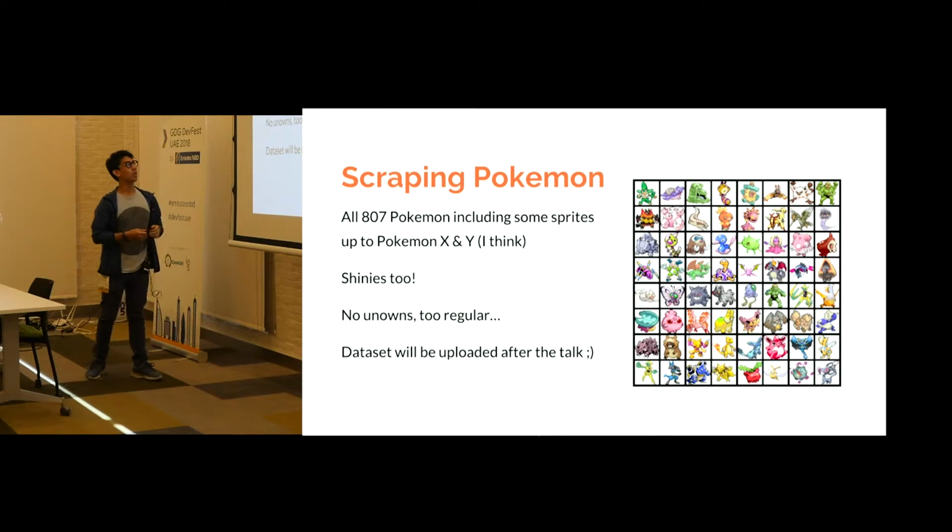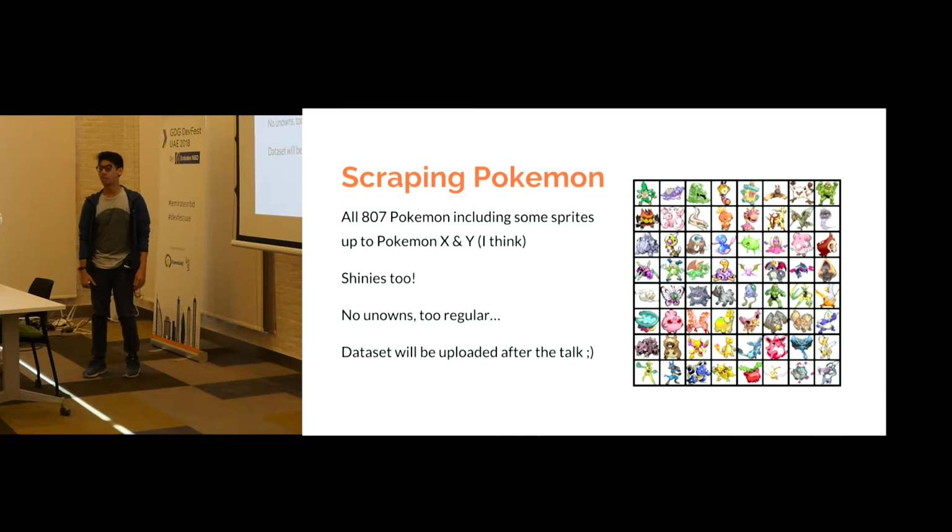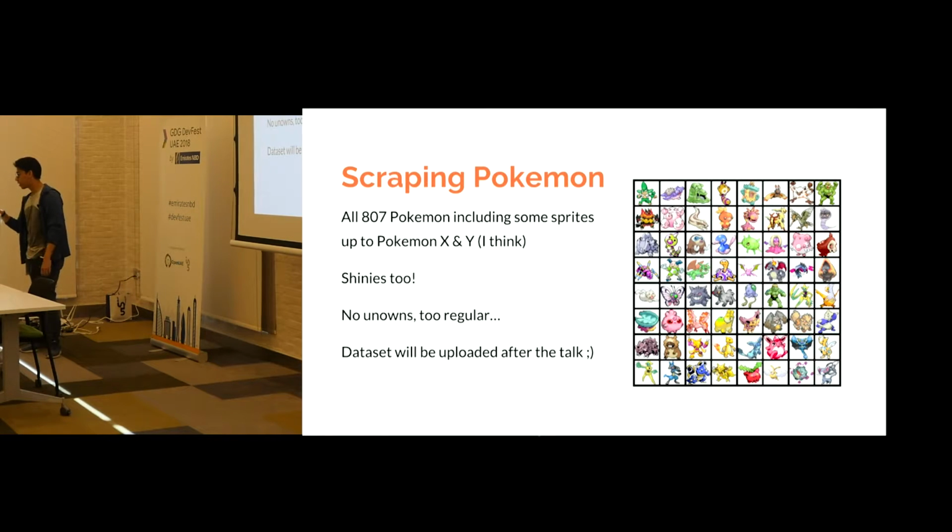So we exclude unknowns, which are these really regular shaped things, and they really mess the data up and don't allow you to create very nice looking Pokemon. You end up with these circular Pokemon with dots in the middle, which is a bit weird. But yeah, I'll upload this data set after the talk. I have it on my Dropbox, but I'll put it up on an S3 on my website or something, so you guys can play around with it too. Yeah, so that's the scraping.